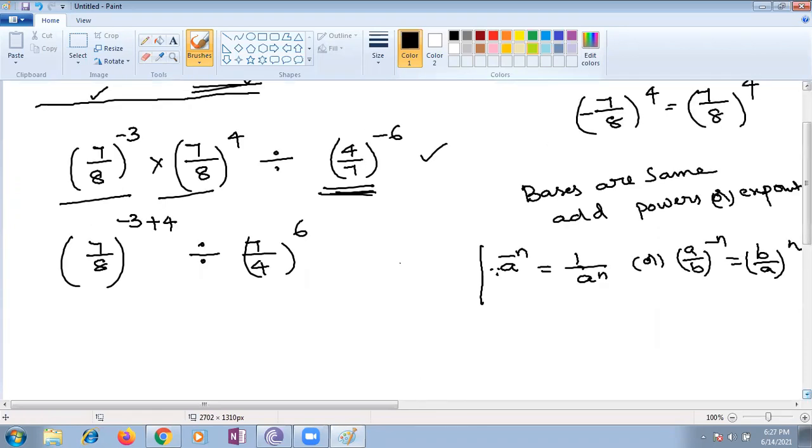Ma'am, if in the starting itself we do (7 by 8) to the whole power minus 3, can we do it as (8 by 7) whole power 3? Yes, you can change. You will get the same answer only. No need to worry.